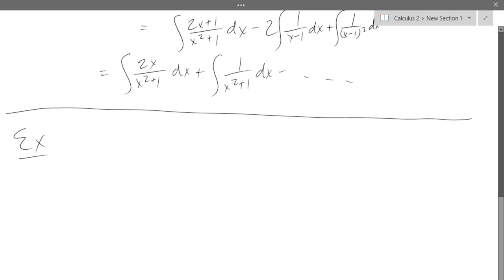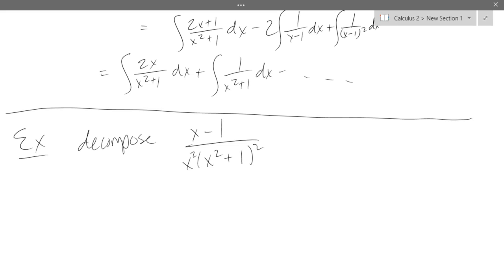So we're going to decompose 1 over x times (x squared plus 1) squared. Let's get crazy and do x squared. And we'll go 1. Let's do x. Here we go. So this will be a little more exciting.